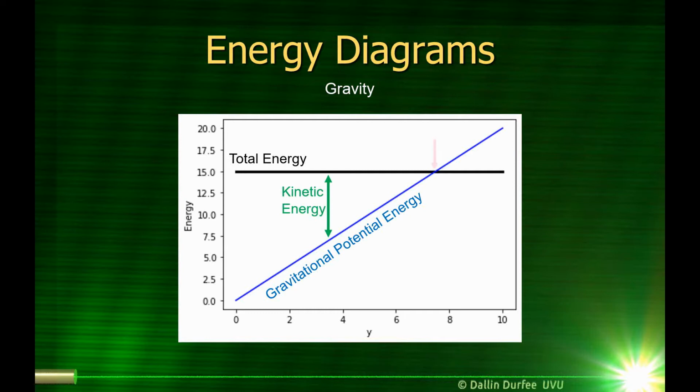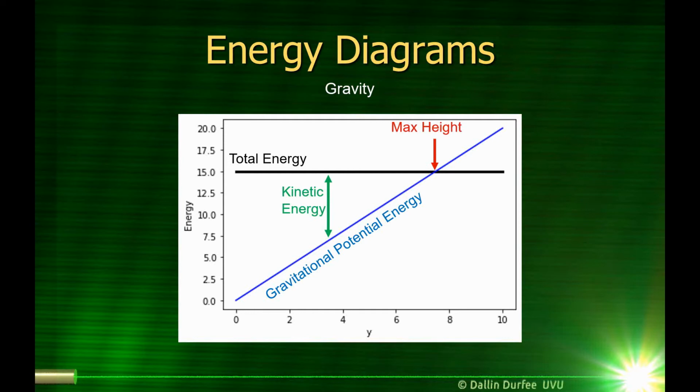Right here where the blue and the black lines cross, that's the maximum height of the ball, because once it gets up there, it has zero kinetic energy. All of the energy is potential energy. If it were to go higher, it would have to have negative kinetic energy, and you can't have negative kinetic energy, not in classical physics anyway.